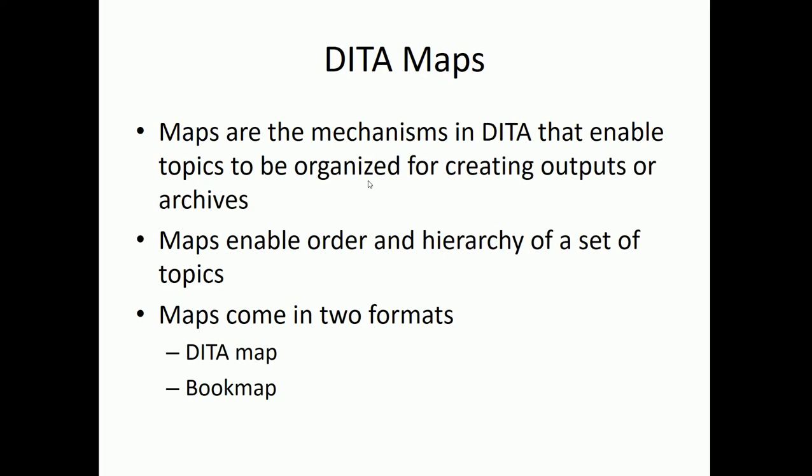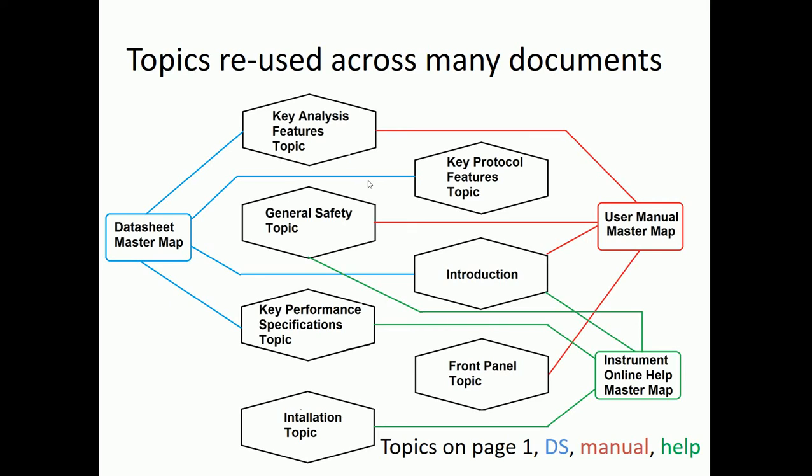DITA maps are mechanisms used to enable topics to be organized for creating outputs. Maps enable order and hierarchy of a set of topics, and maps can come in two formats, DITA map or book map. So the challenge here, or the strength, is we might have a data sheet that makes use of key analysis features topic and key performance specification topics along with others. But the key analysis feature topic is also used in my user manual, and the key performance specification is also used in my online help.